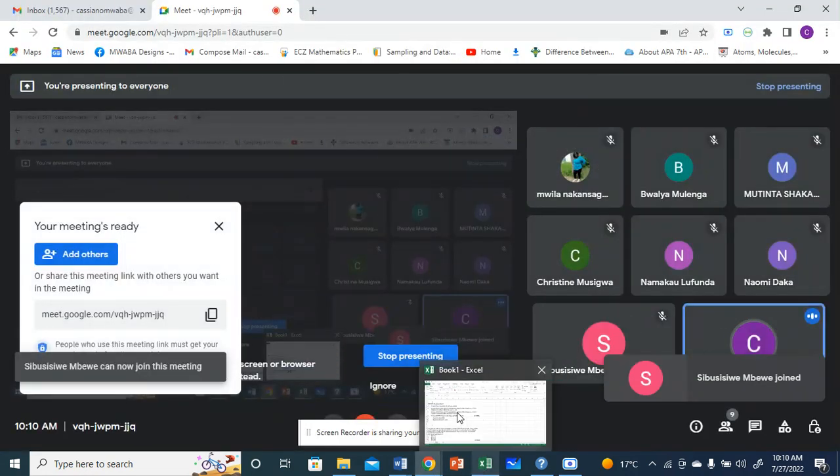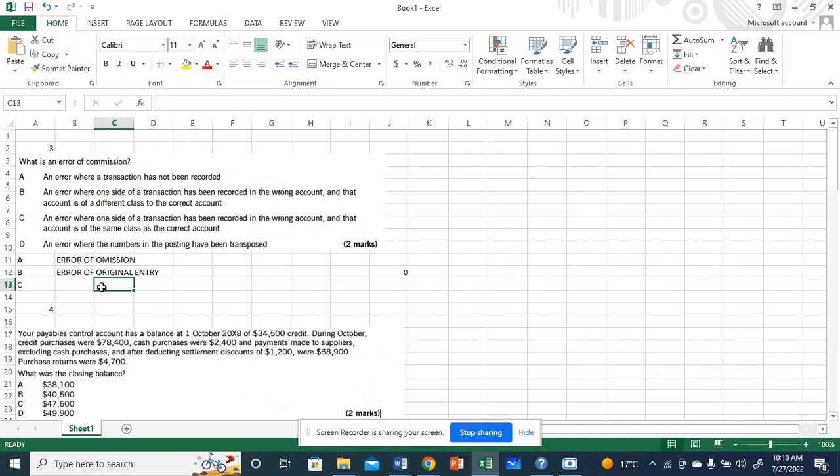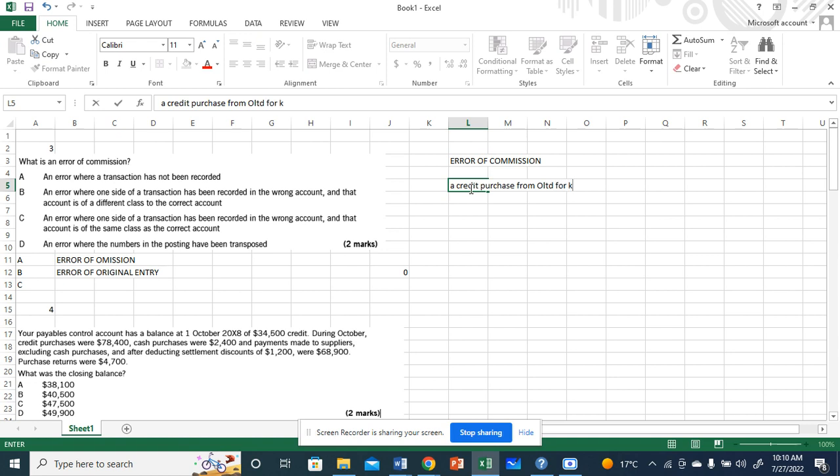So let me give a practical example of it. Let's say you make a credit purchase from a supplier, let's say O Limited for 300. But instead of crediting O Limited, you credit another supplier, let's say J Limited. Both of these, O Limited and J Limited, are in the same class. These are payables, they're liabilities, right?